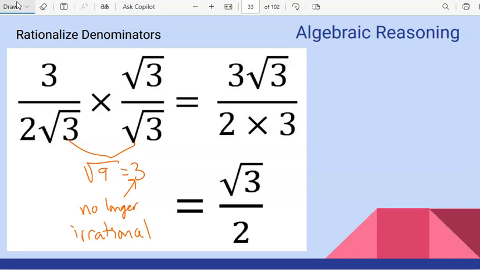Two times 3, that gives you 6. Notice those 3's, they're the same factor in the numerator and the denominator, so they cancel, and so you're just left with the square root of 3 over 2. This would be considered the rationalized form. This is the proper form that it would have an answer in.